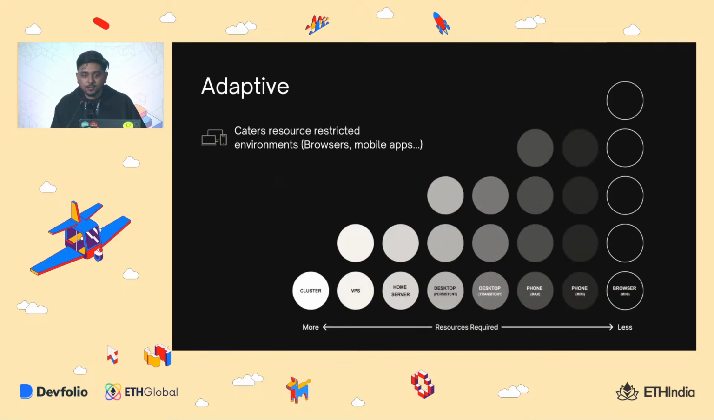So the key features of Waku: it's adaptive. As I mentioned earlier, it can cater to any kind of resource restricted environment. On the left you have clusters which have more bandwidth, and on the right you have browsers which have very little bandwidth. So we have different implementations for each of these different resource restricted environments.